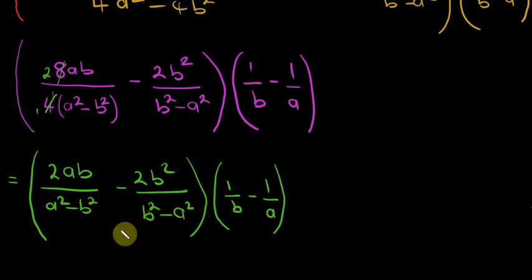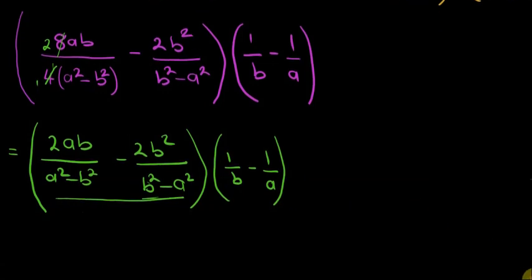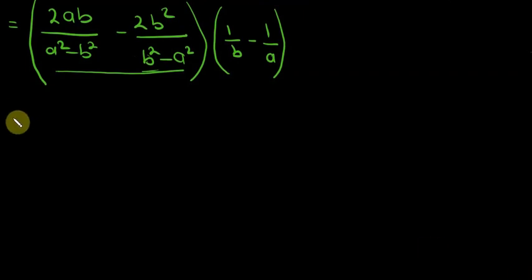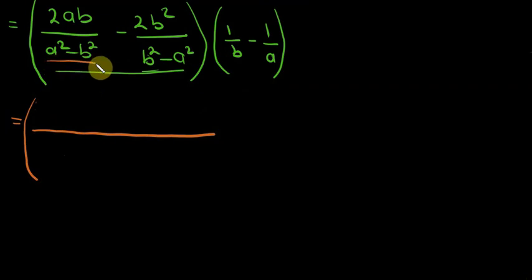Okay, so let's simplify this further. Write it as a single fraction. Write everything in the brackets as a single fraction. So to write it as a single fraction, we look for the lowest common multiple of the denominators. Lowest common multiple of a squared minus b squared and b squared minus a squared.